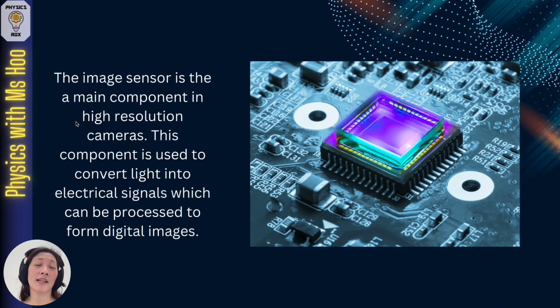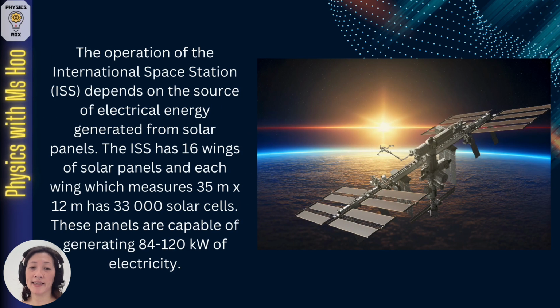It's an image sensor that's found in your cameras and your phones. The image sensor is the main component in high-resolution cameras. This component is used to convert light into electrical signals which can be processed to form digital images. The ISS has 16 wings of solar panels, and each wing, which measures 35 meters by 12 meters, has 33,000 solar cells. These panels are capable of generating 84 to 120 kilowatts of electricity.